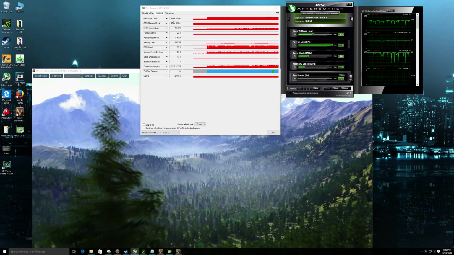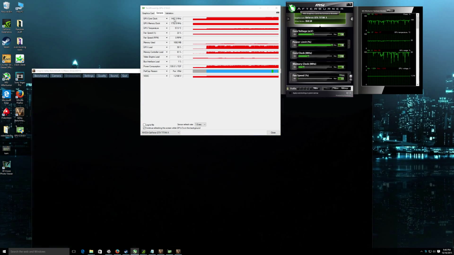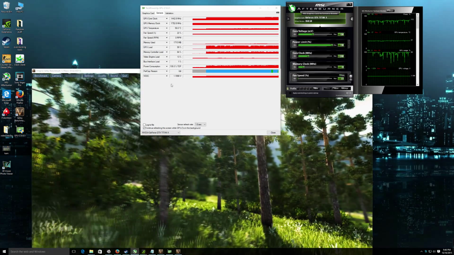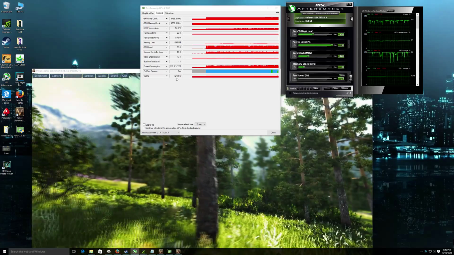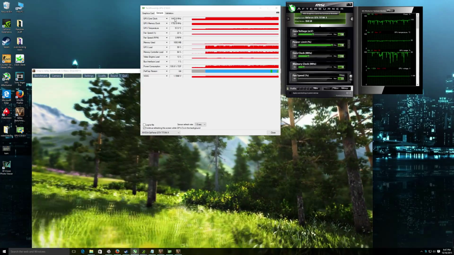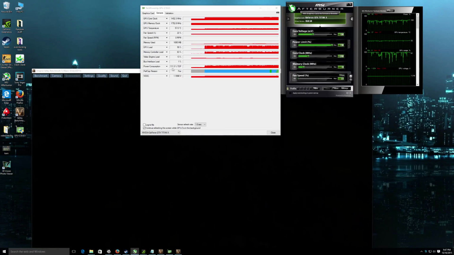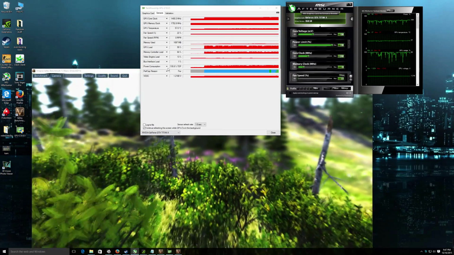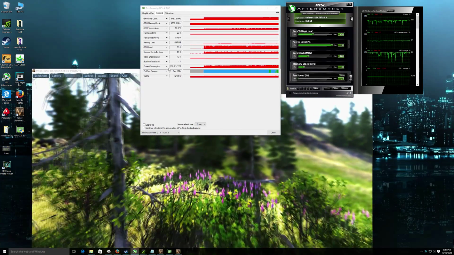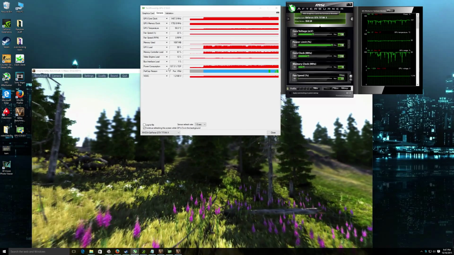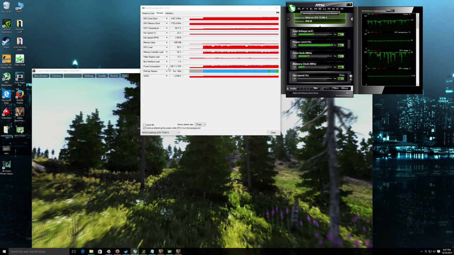So, oh man, look, we're up at 1465 megahertz and jumping between 1.218 volts and 1.19. And if you look at my power consumption, yeah, it's getting up above 110% a lot of the time. So this is pretty much where I would stop.